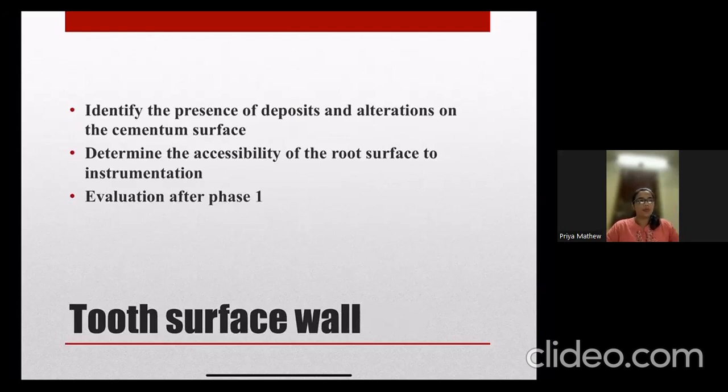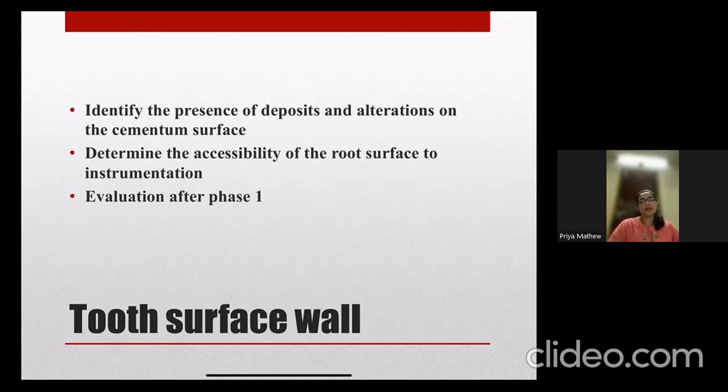Tooth surface wall means it is actually the root surface. We very well know that local factors are the main cause of periodontal disease. So this step is very important, which we do first in phase 1 therapy. By phase 1 therapy, we eliminate the supragingival calculus and so on. Now, we identify the presence of deposits and alterations on the cemental surface. How can we correct the alterations? We can do it by root planing.